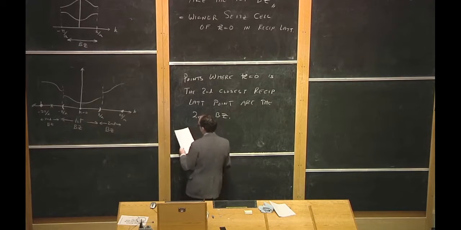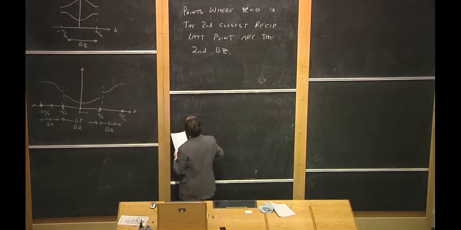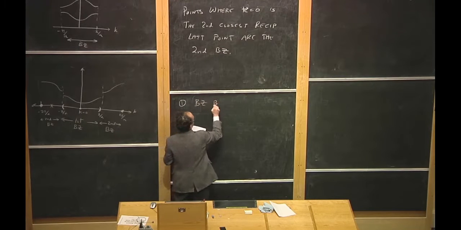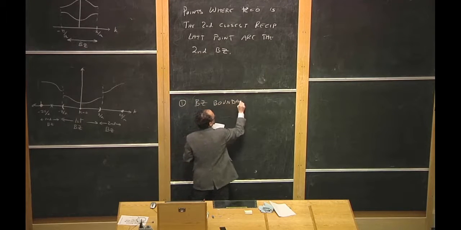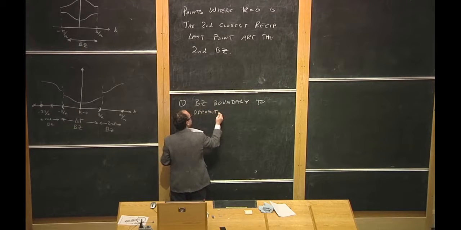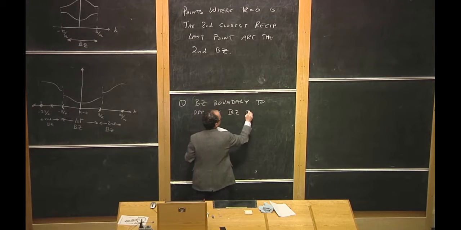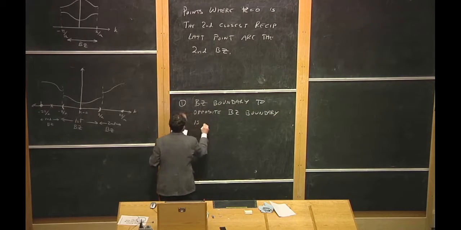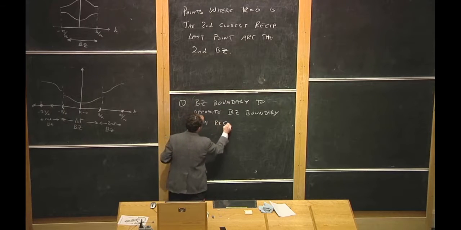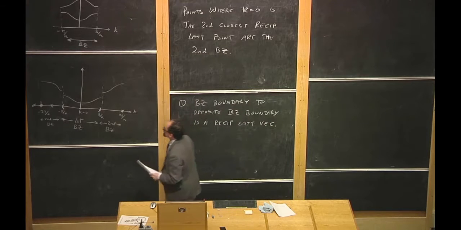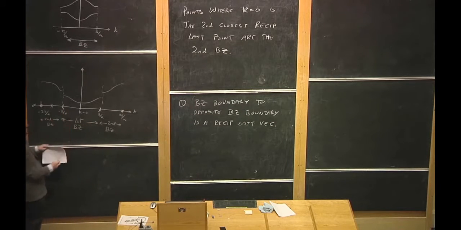So a couple of notes about these definitions. First of all, one, the vector from a Brillouin zone boundary to the opposite BZ boundary is a reciprocal lattice vector. Let's see. So here's a Brillouin zone boundary. It's the boundary between the first Brillouin zone and the second Brillouin zone, minus pi over a.